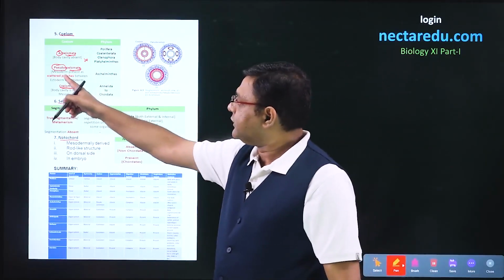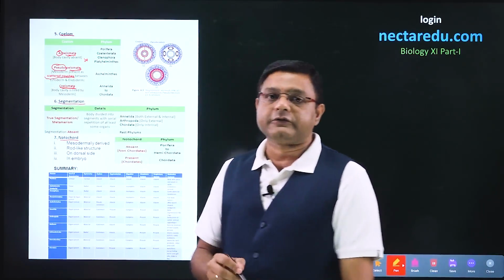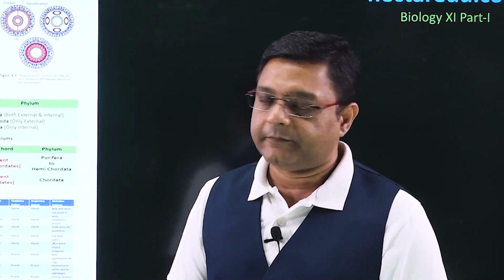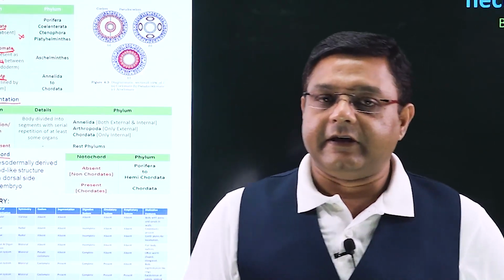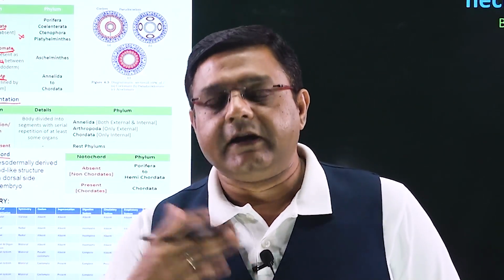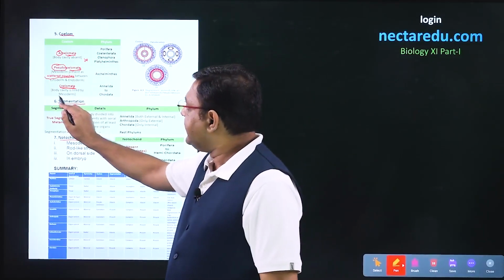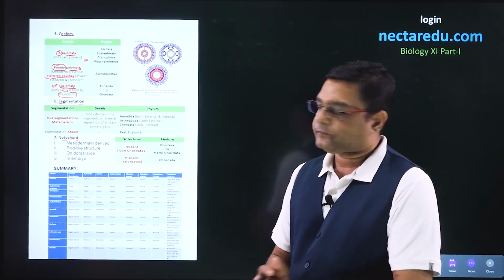Now what is pseudocoelom? If mesoderm is present but it is in the form of scattered pouches, that condition is called pseudocoelom, and if that condition is present, then we will call the organism a pseudocoelomate. The third is coelomate. Now if the body cavity is there and on both its sides, on the outer side and on the inner side, there is lining of mesoderm, this condition is called the coelomate condition.